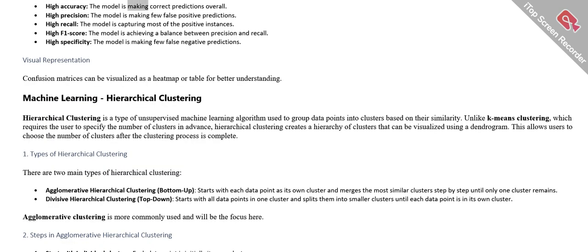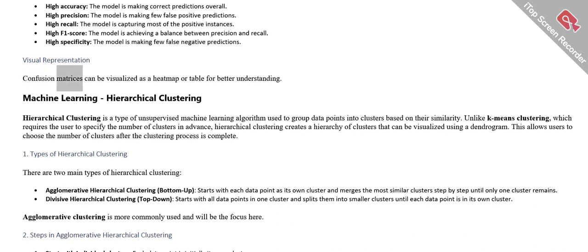Interpretation. High accuracy: the model is making correct predictions overall. High precision: the model is making few false positive predictions. High recall: the model is capturing most of the positive instances. High F1 score: the model is achieving a balance between precision and recall. High specificity: the model is making few false negative predictions.